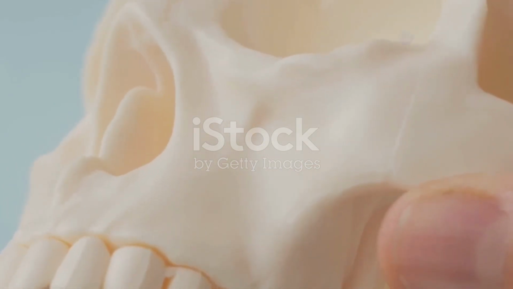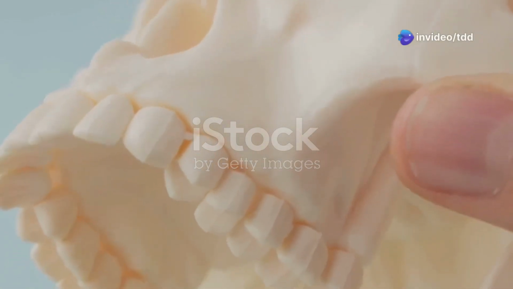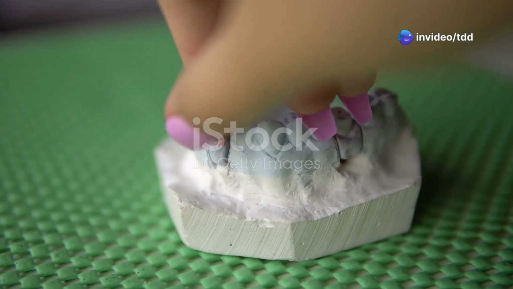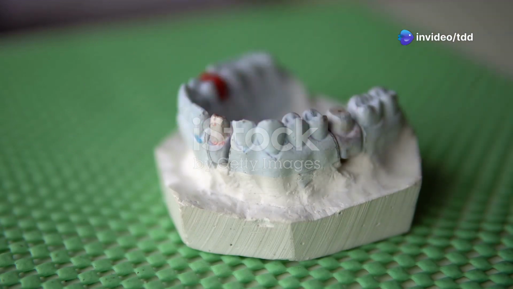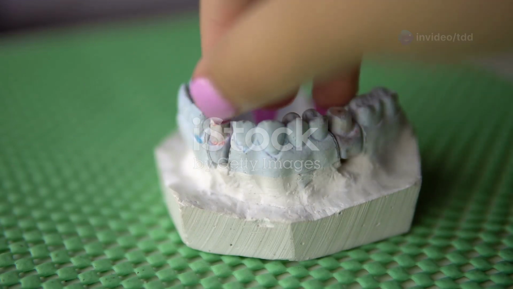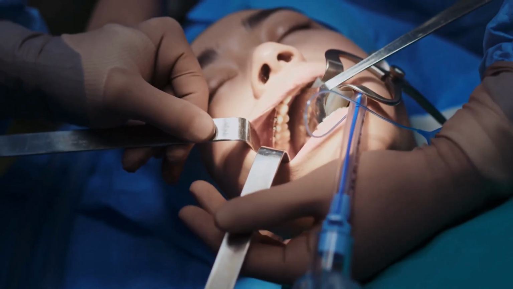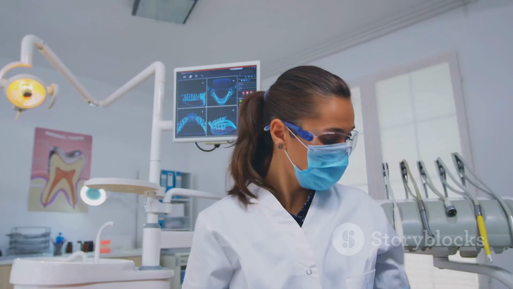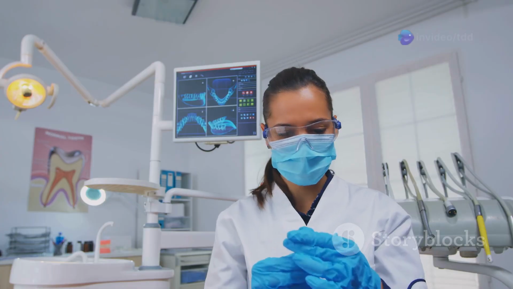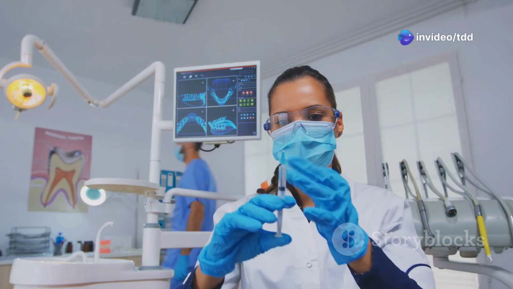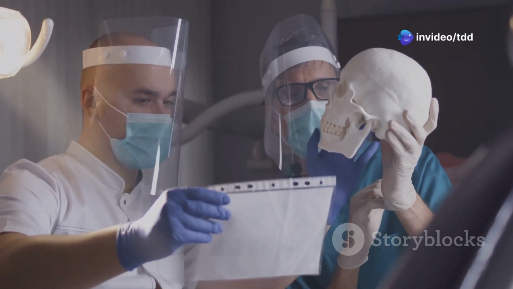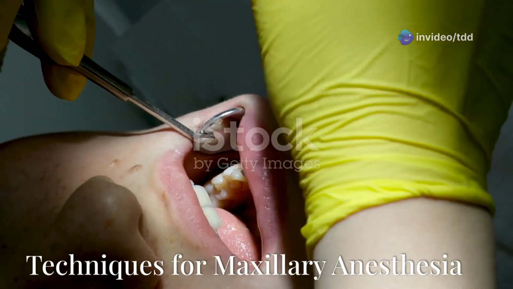To effectively administer anesthesia, we need to understand the anatomy of the maxilla. The maxilla has a porous bone structure which allows anesthetic to diffuse easily. This is why infiltration anesthesia is commonly effective. However, for larger areas or specific regions, nerve blocks might be required. Let's break down the key techniques for administering anesthesia in the maxilla.